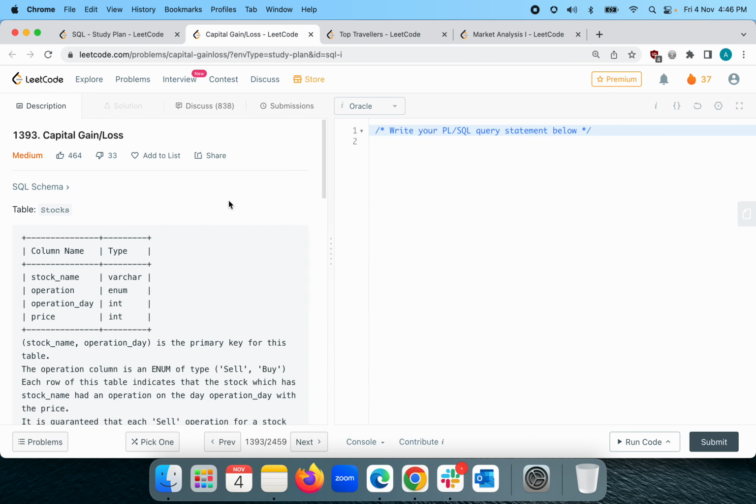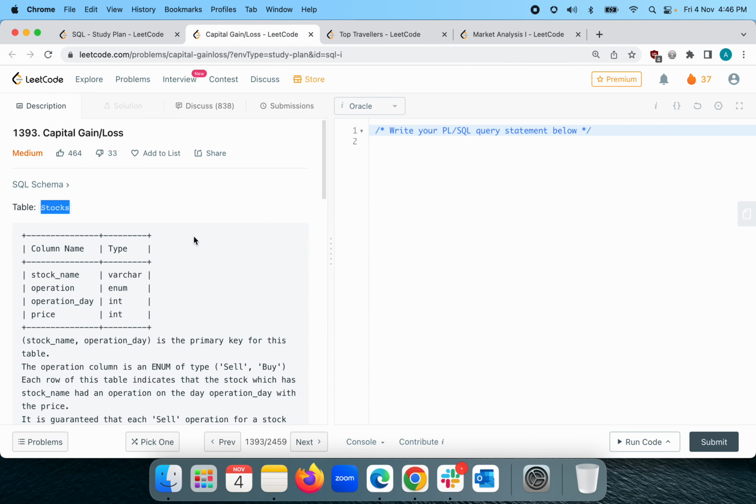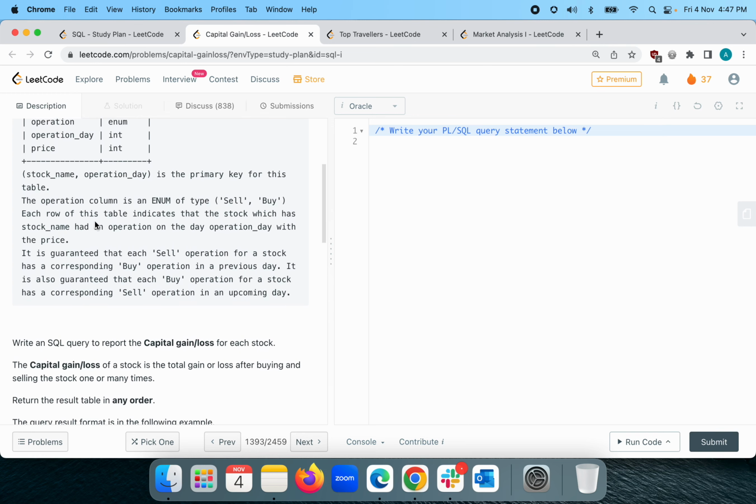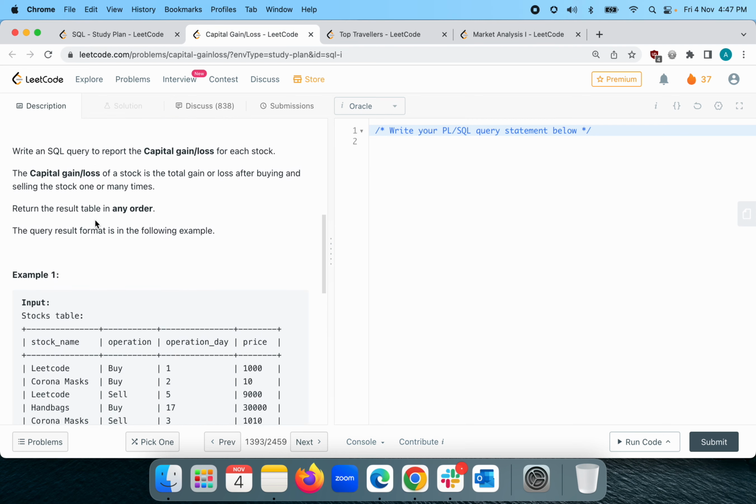So what is given in this question? We are given a Stocks table. The column names are stock name, operation day, and price, and their types are also mentioned to us. The stock name and the operation day are the primary key for this table, so it is kind of a composite key. Two unique keys, two primary keys, means the combination of these two keys is basically our primary key for this table.